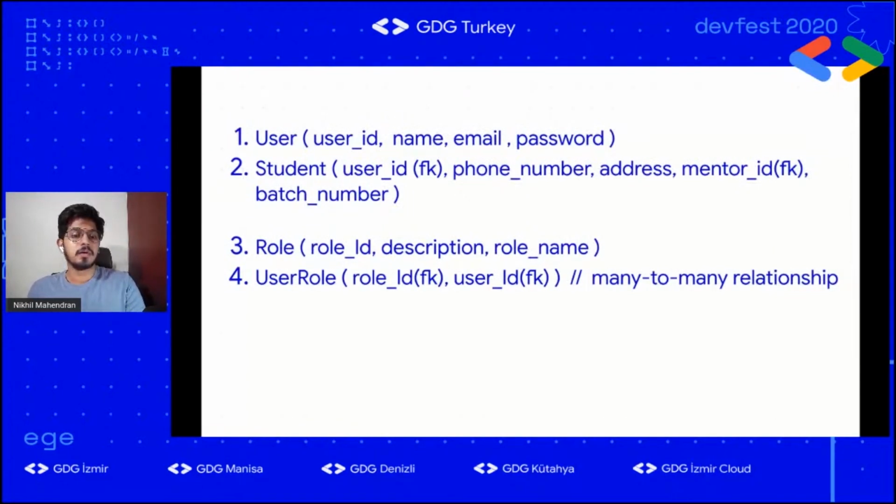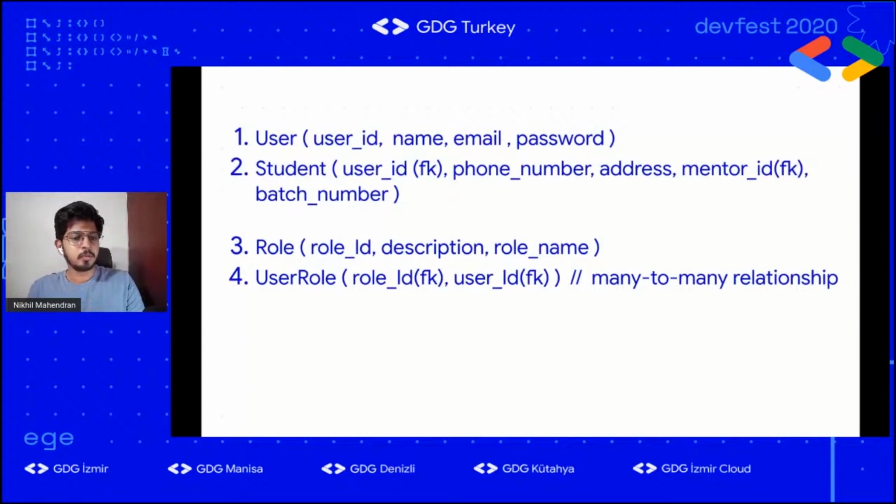So I'm creating something called user. User covers the common things like the student, mentor, or admin. I'm moving the fields which are personal details into a new entity called user. It has user ID, name, email, password. Email and password are the ones used for login.